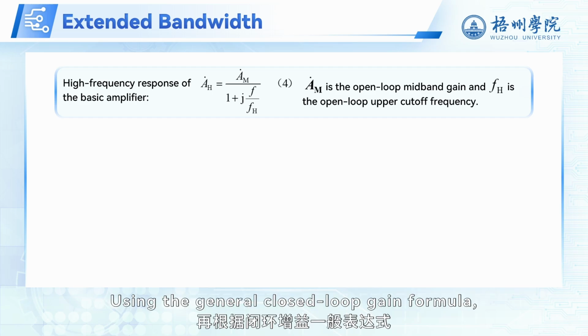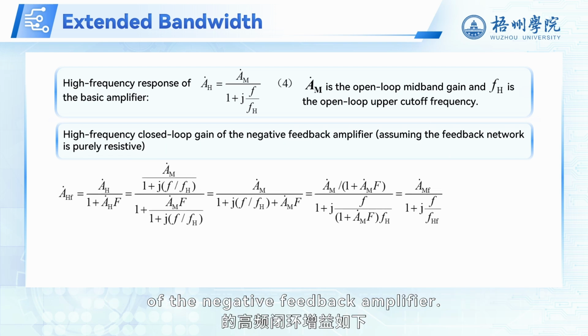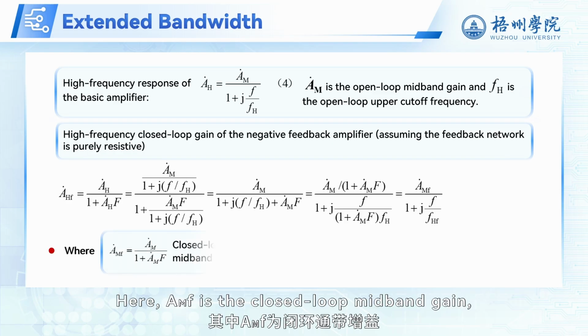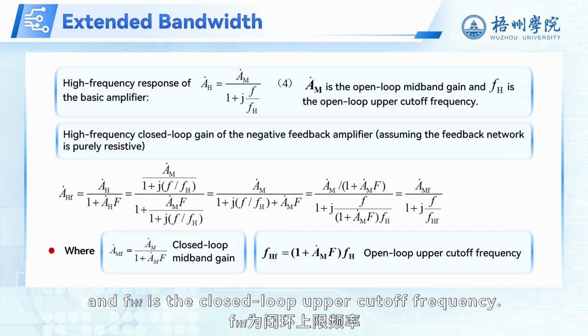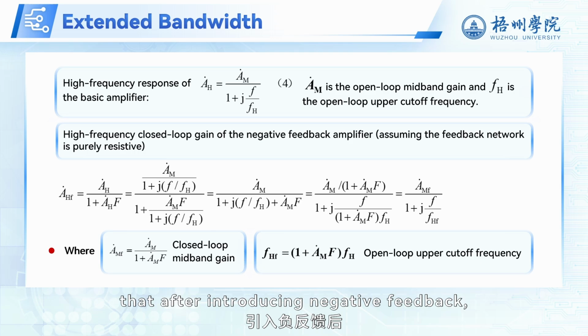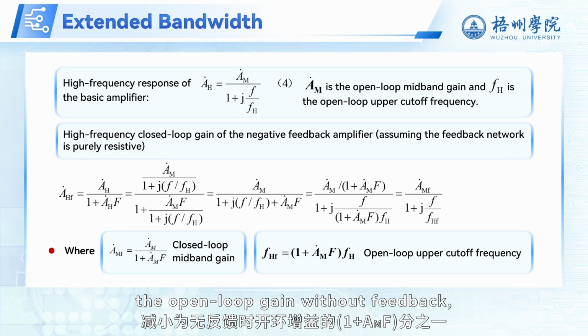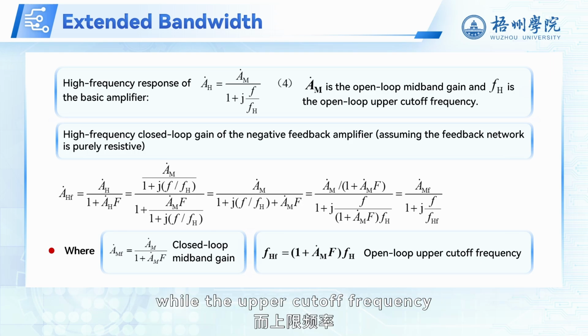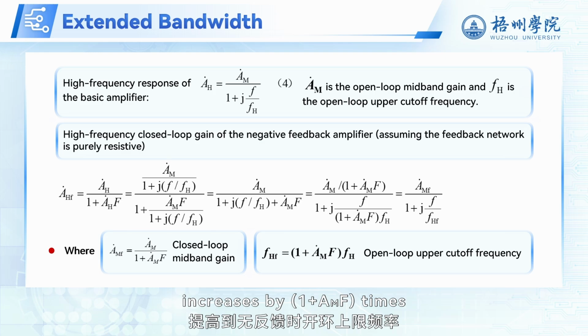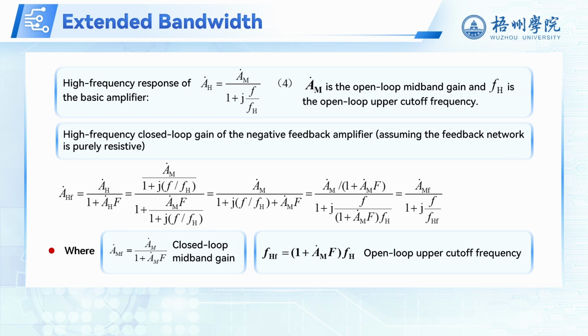Using the general closed-loop gain formula, we can derive the high-frequency closed-loop gain of the negative feedback amplifier. Here, AMF is the closed-loop midband gain, and FHF is the closed-loop upper cutoff frequency. It can be seen that after introducing negative feedback, the midband gain decreases to 1 over 1 plus AMF times the open-loop gain without feedback, while the upper cutoff frequency increases by 1 plus AMF times the open-loop cutoff frequency without feedback.